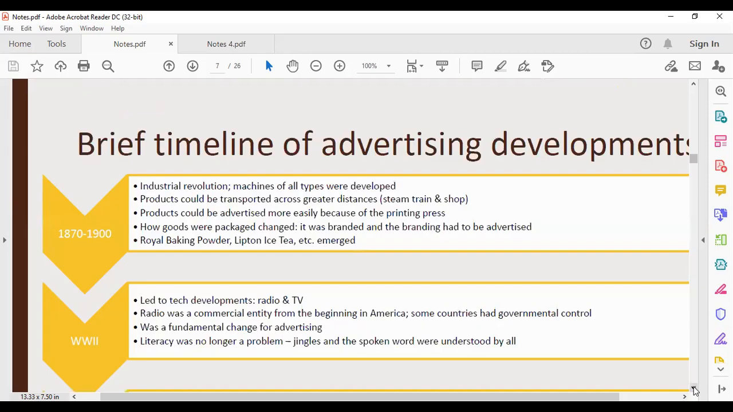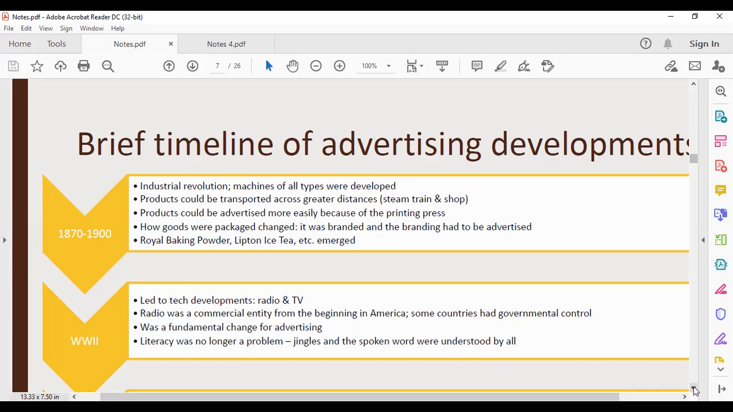Okay. So this is a brief timeline of advertising development. Okay, from 1870 to 1900, we had our Industrial Revolution. This is when machines of all types were developed. Products could be transported across greater distances. Steam train and ship, that was the mode of transport during that time. Then products could be advertised more easily because of the printing press. And remember, in the era of the printing press, people were able to print in thousands, in batches, in millions of papers. That was the advantage of a printing press.